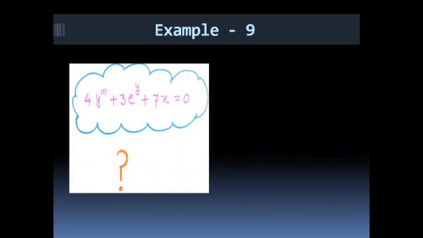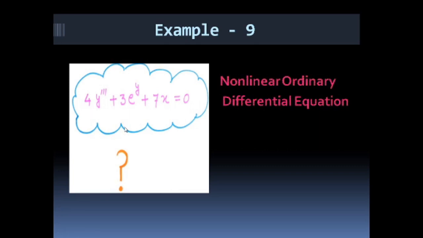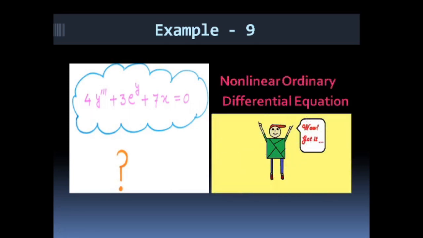Now come to next example. In this example, y is dependent, x is independent, and I think you can see now clearly that e raised to y is there. Y is dependent variable, so this is a transcendental function of y, the dependent variable. It means fourth condition of linearity is not satisfied. So this is a non-linear ordinary differential equation.